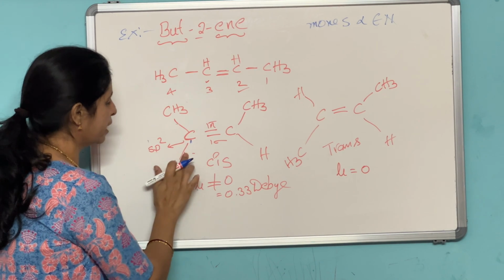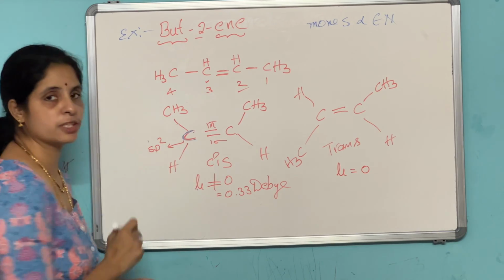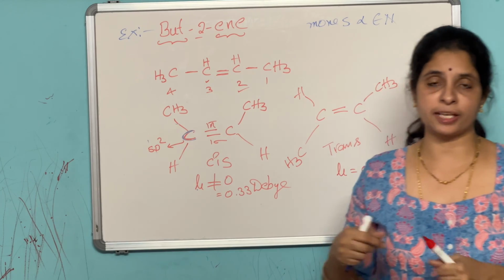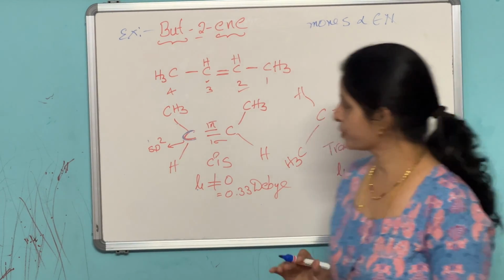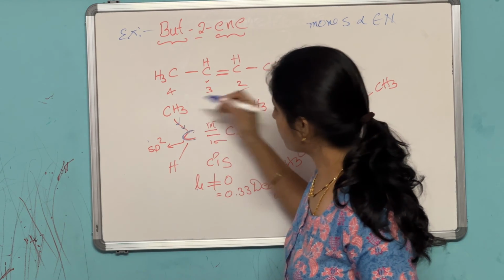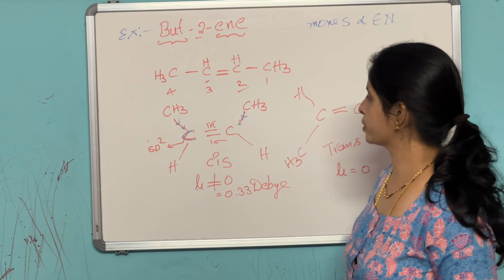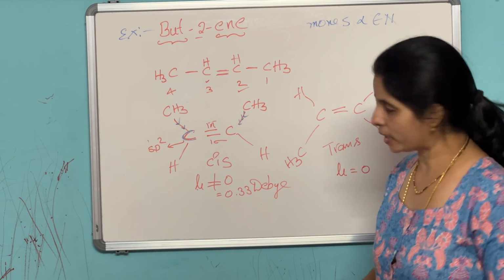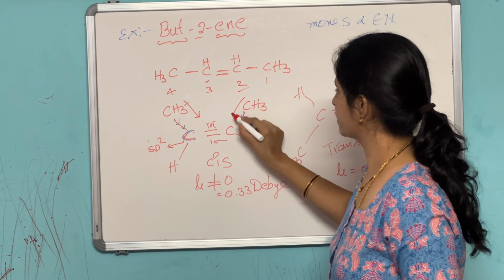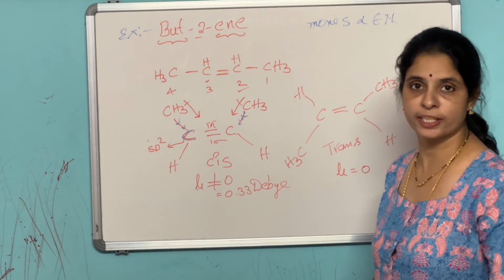Okay, now here the electronegativity of this carbon is more when compared to this one. What is electronegativity? Capacity of acceptance of bond pair of electrons towards itself. So here this carbon pulls the bond pair of electrons towards itself. Similarly, this pulls the bond pair of electrons towards itself. So here what is the orientation? Here this will be the orientation like this. So same side orientation, dipole moment is not equal to 0.